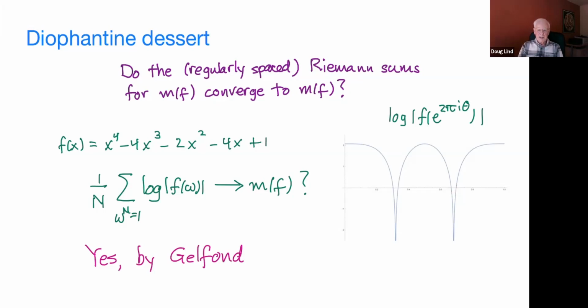But that's essentially equivalent to Gelfond's theorem. And that's a hard theorem. Okay, so that's the question.